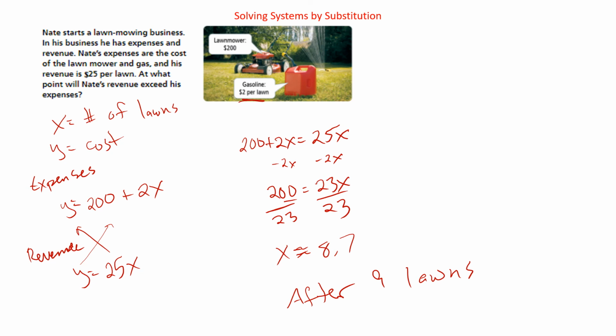So this is solving systems of equations by substitution. We'll look at another method next week. This week it's all substitution, and again, notice it's the same thing over and over and over again.